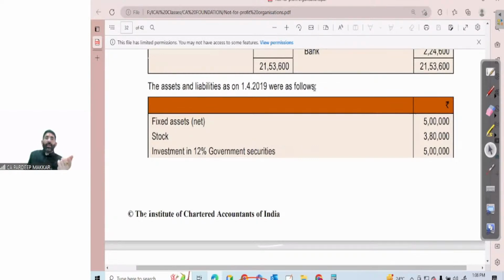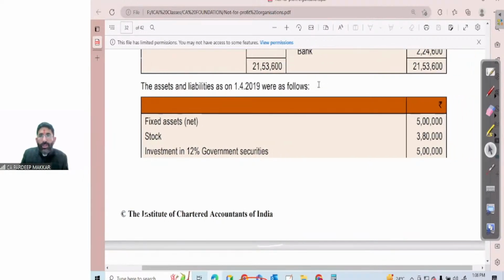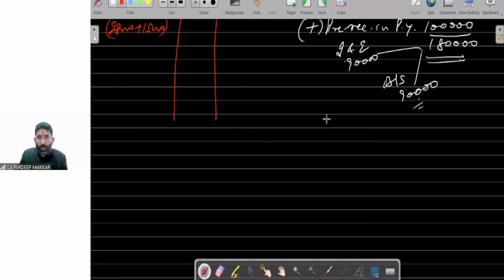Now come to the adjustments. Have we left any adjustment? Yes. Fixed assets are given to you. If you see, fixed assets are worth rupees 5 lakh at the beginning of the year, out of which a fixed asset worth rupees 10,000 is sold during the year. So 5 lakh is the value of fixed assets at the beginning of the year, on 1st April 2019, minus the cost of assets sold during the year, that is 10,000. So 4,90,000 is left with us.